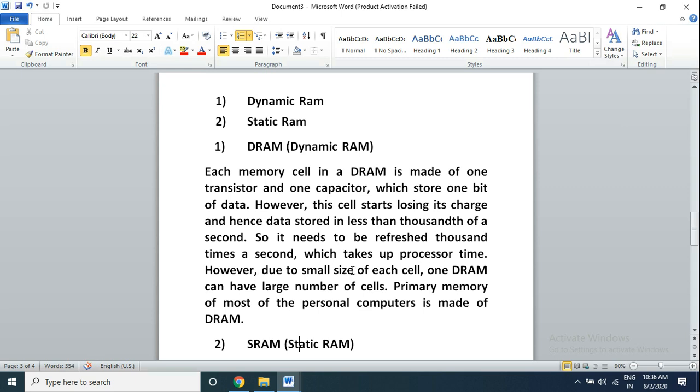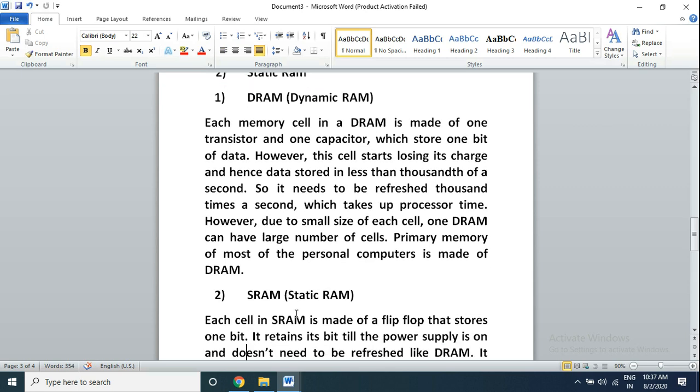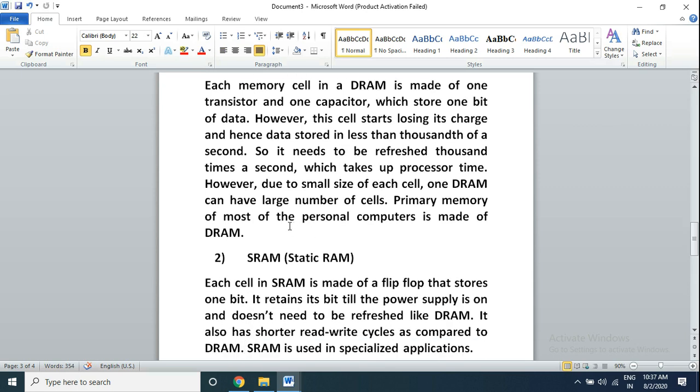However, due to the small size of each cell, one DRAM can have a large number of cells. Primary memory of most personal computers is made of DRAM. So it is very fast and it is refreshed thousands of times a second. So we can store large data in a DRAM. Dynamic RAM is also special because it refreshes automatically, so data is automatically stored in the system.